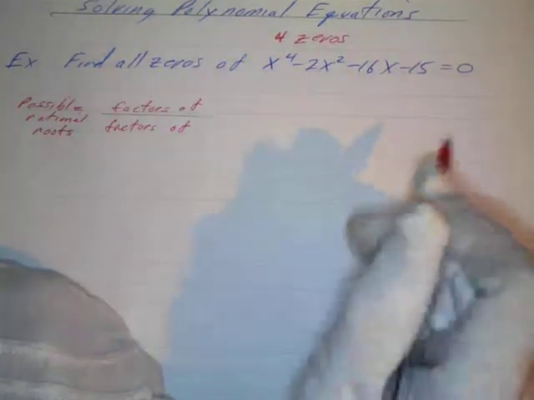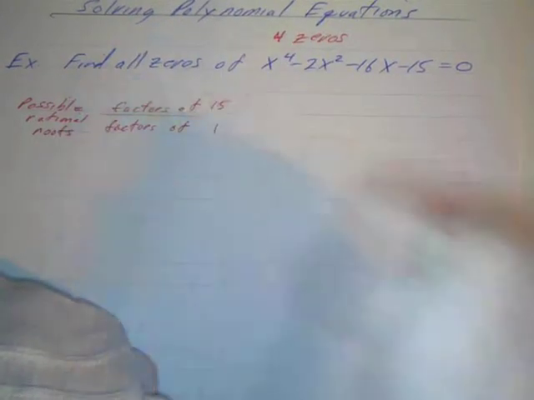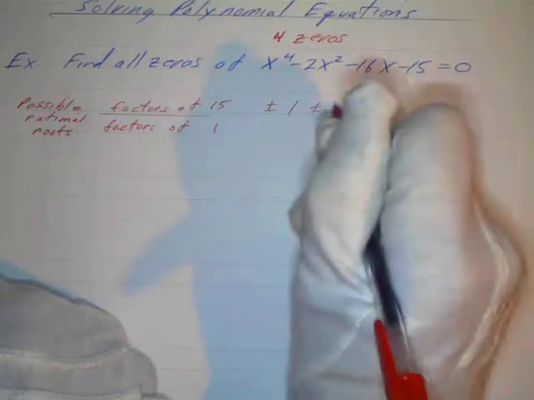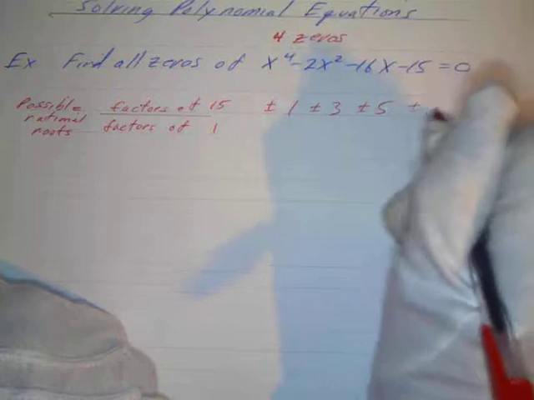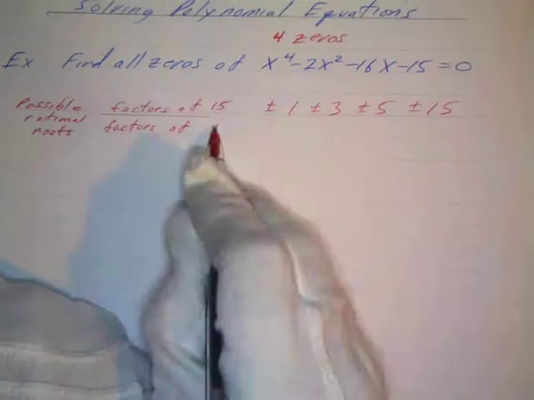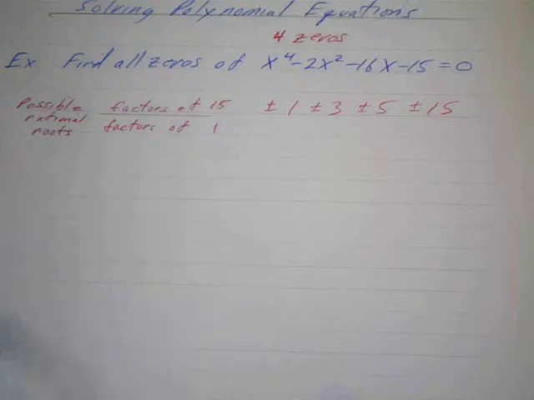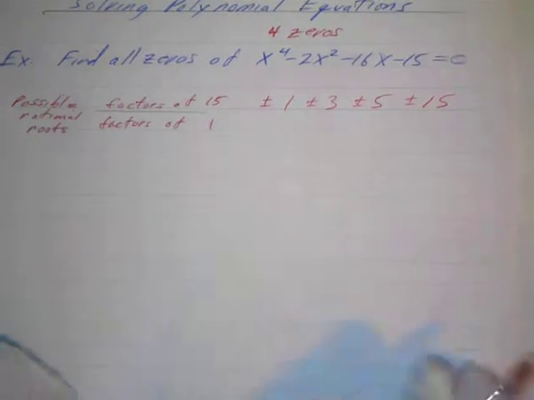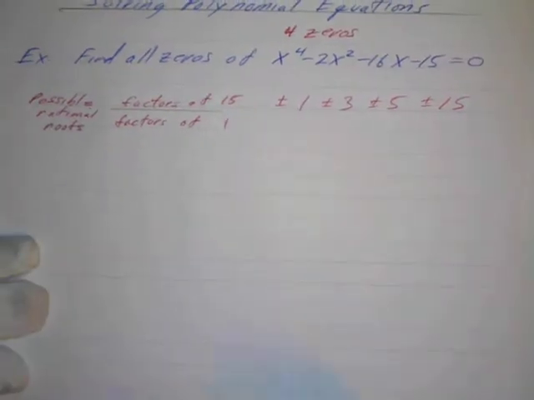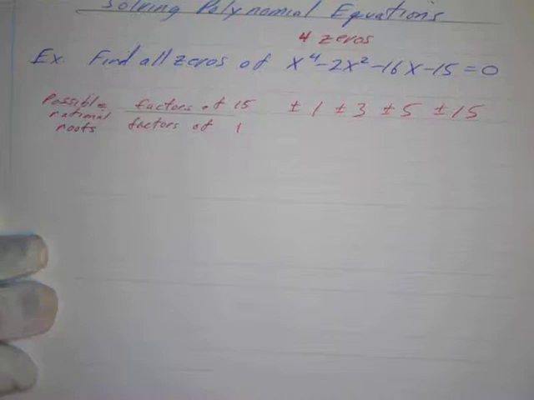So we know our possible rational roots will be factors of 15 over factors of 1. So that's just going to be plus or minus 1, plus or minus 3, plus or minus 5, or plus or minus 15. Those are the factors of 15 all over the factors of 1, which are just plus or minus 1. So that's all we've got. So those are our possibilities, those 8 possibilities. And we'll just check those in. So we'll divide those out.